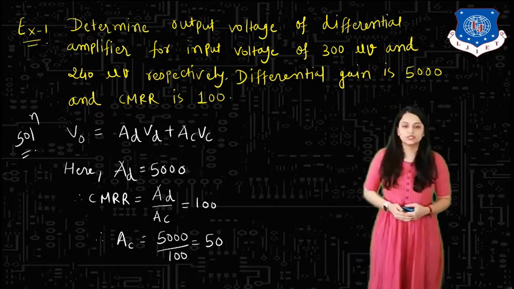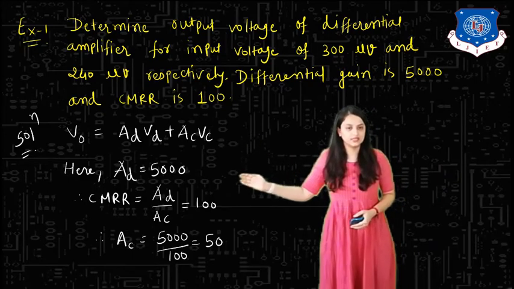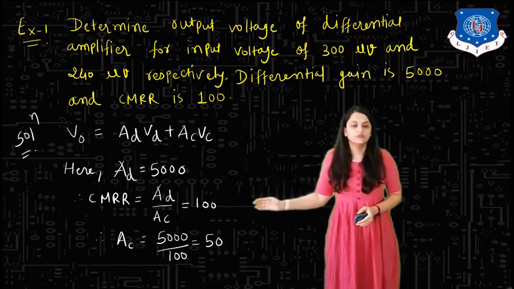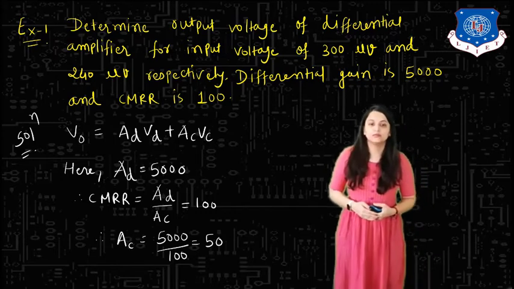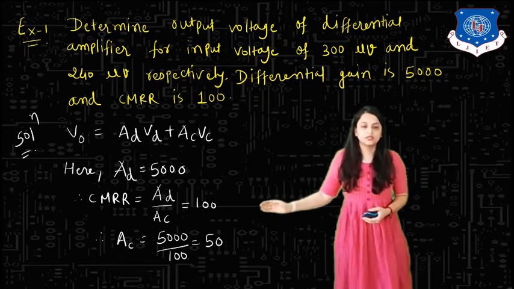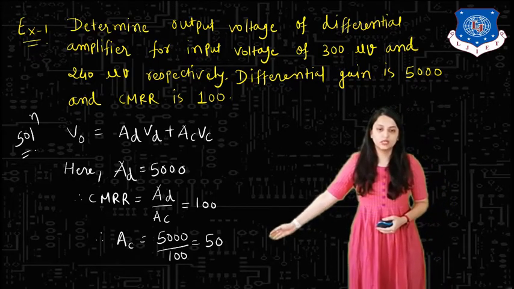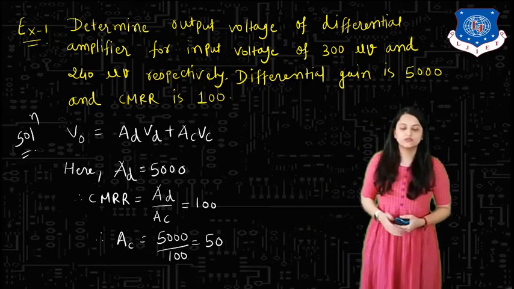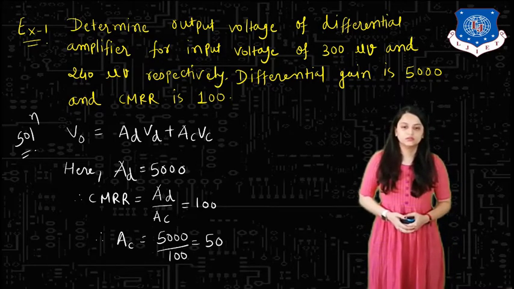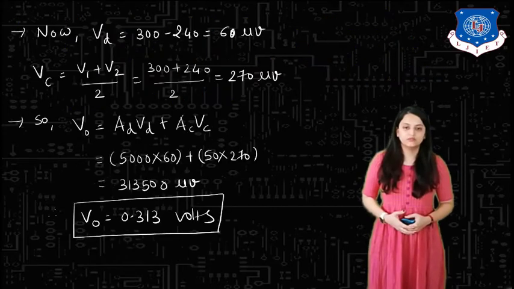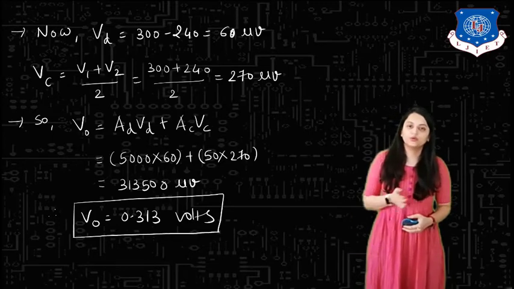So the output voltage equation is AdVd plus AcVc. Here we are given the differential gain AD, that is 5000. We can use the formula of CMRR to obtain the value of common mode gain, because the CMRR value is also given to us. We know that CMRR equals AD by AC, which equals 100. Putting the values in this equation, we get AC equals 5000 divided by 100, that is 50. Now, putting these values in the equation, we will get VO, but for that we need to find the differential voltage VD and common mode voltage VC.